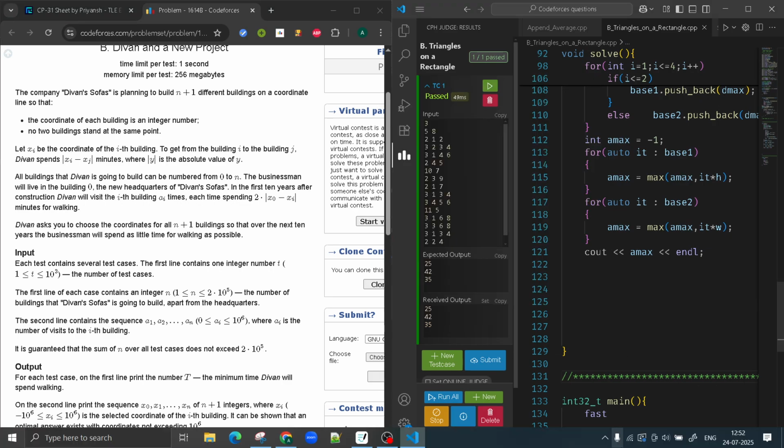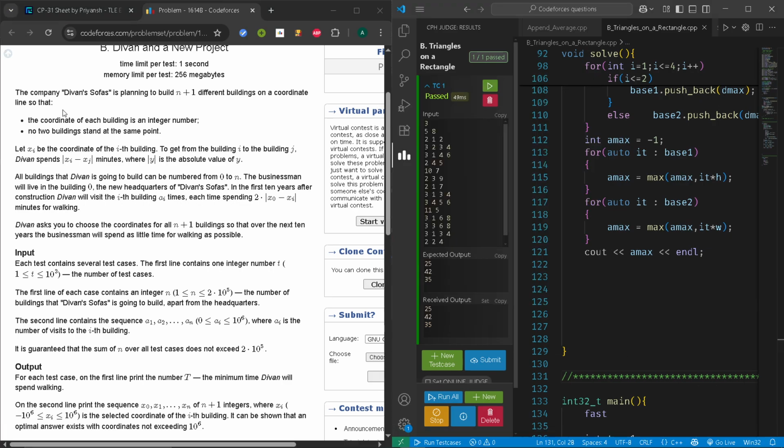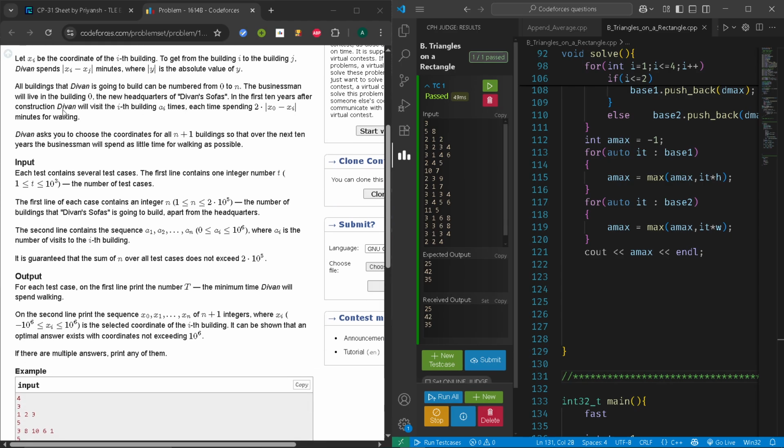What the question is telling us: the company Divan Sofa is planning to build n plus one different buildings on a coordinate line, so that the coordinate of each building is an integer number. No two buildings stand at the same point. xi is the coordinate of the ith building. To get from building i to building j, Divan spends this much time. All buildings Divan is going to build can be numbered from 0 to n.